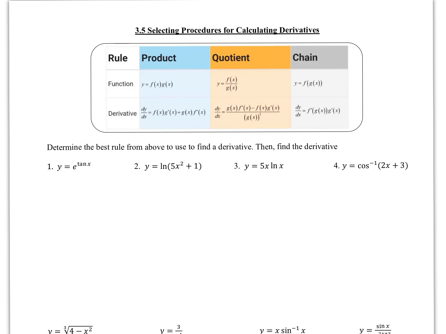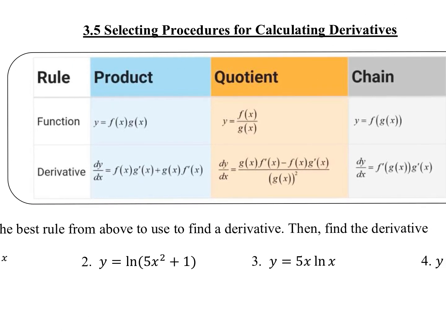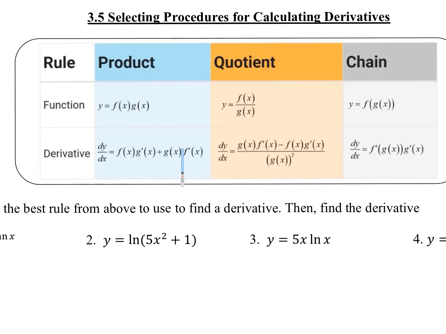All we're doing now is taking a moment to take a breath, because we've learned a lot of rules and I'm just trying to remind ourselves when we would have to apply these rules. So, do you agree the product rule is when we've got two functions multiplied by each other, an f times a g? Then we go f prime g plus g prime f.